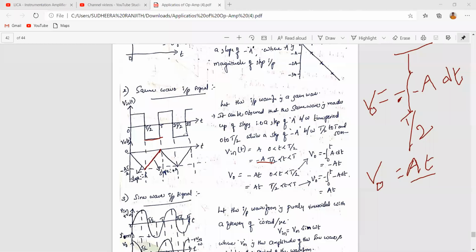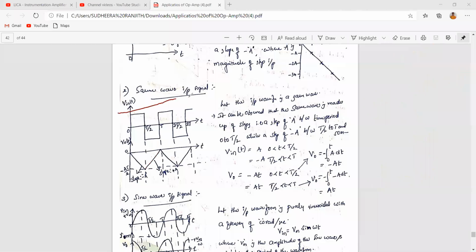Then T by 2 to 3T by 2, negative ramp. Then 3T by 2 to 2T. Right. If you observe this one, we are applying a square wave as input. What is the output of the integrator if you apply a square wave?